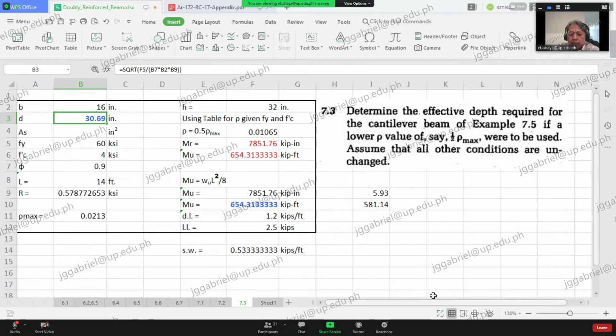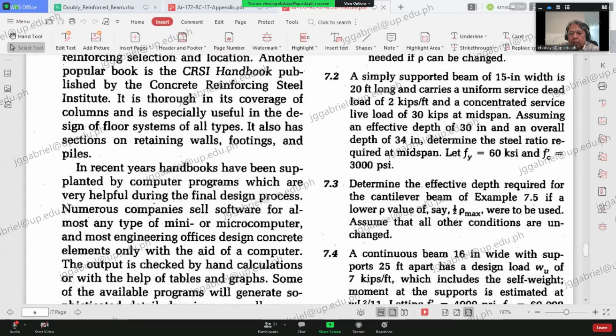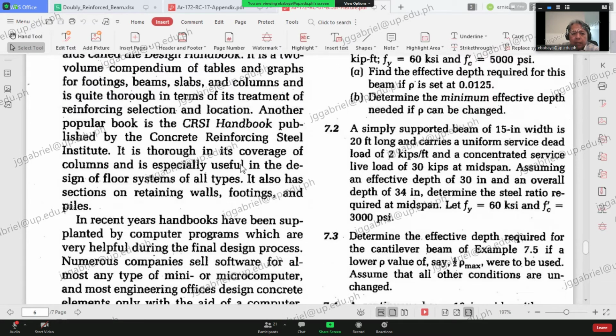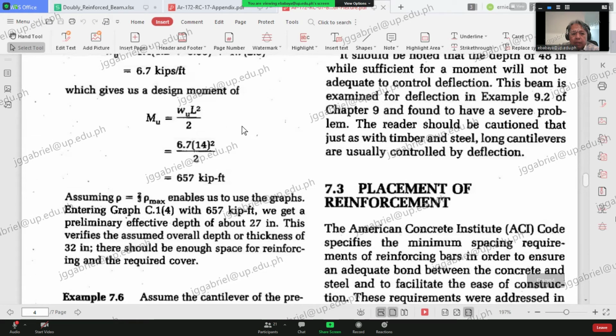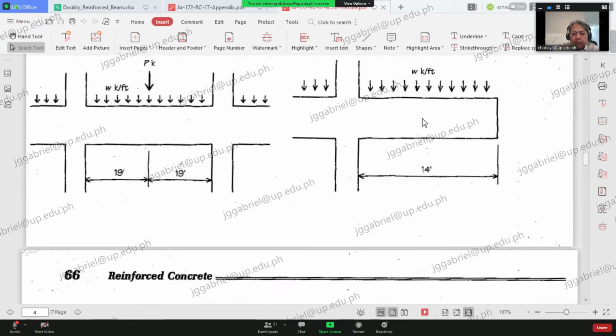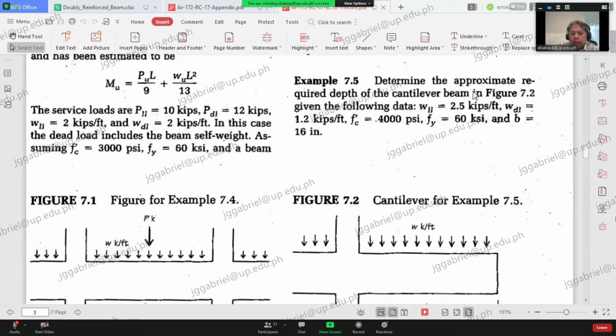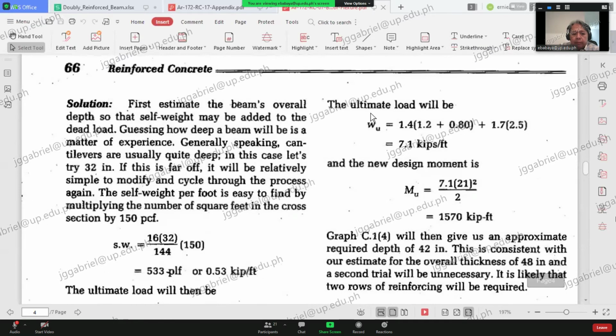Now, if you look at example 7.5, I have to refer to that. Wait, 7.5. You are screen sharing. Example 7.5. There. This is our example 7.5. Determine the approximate required depth of a cantilever beam. Now, this is the solution.